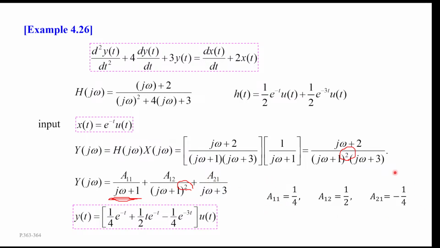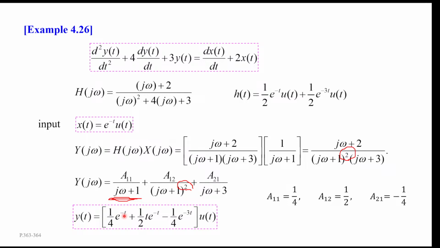And here once again we skip the calculation. You can multiply this out, set this thing equal to this thing, and solve for your a11, a12, and a21, and you will solve for these 3 constants: 1 over 4, 1 over 2, and minus 1 over 4. And then once again, you just apply the inverse Fourier transform formula here. This 1 over j omega plus 1 should give you e to the minus t u of t. And this 1 over j omega plus 3 is e to the minus 3t u of t. And then this 1 over j omega plus 1 squared is t e to the minus t u of t.